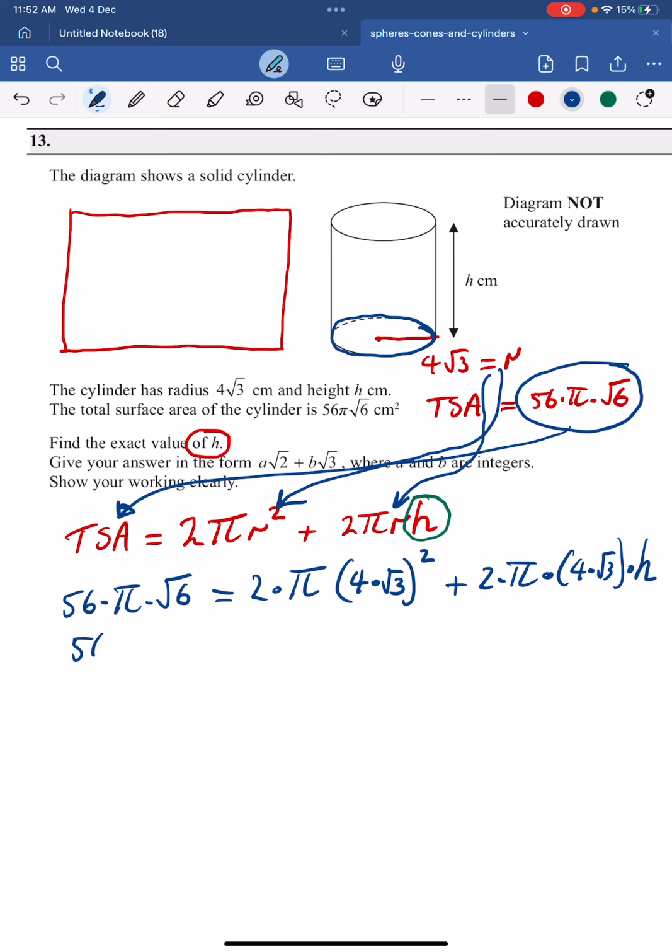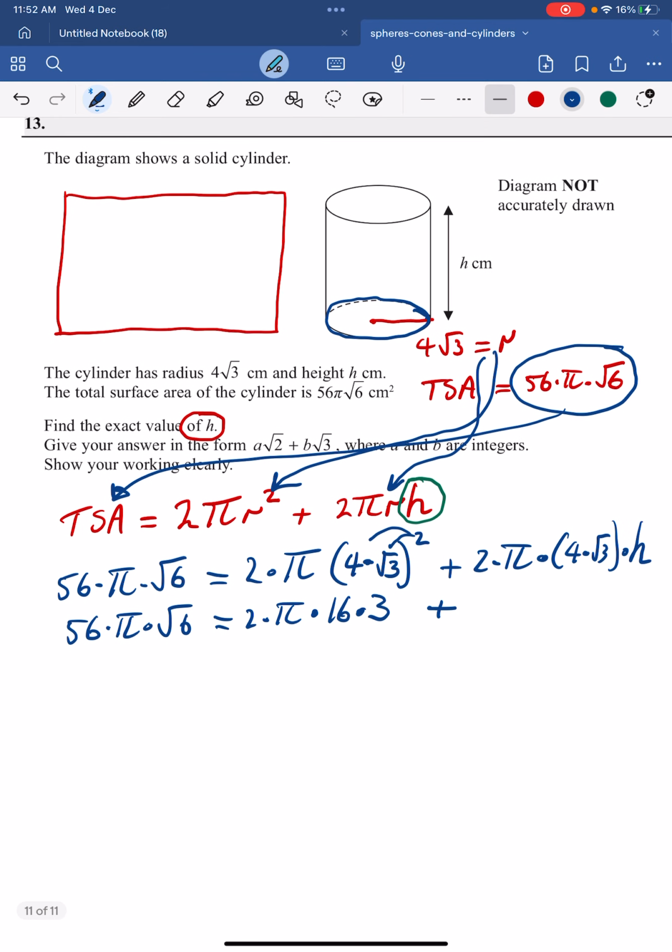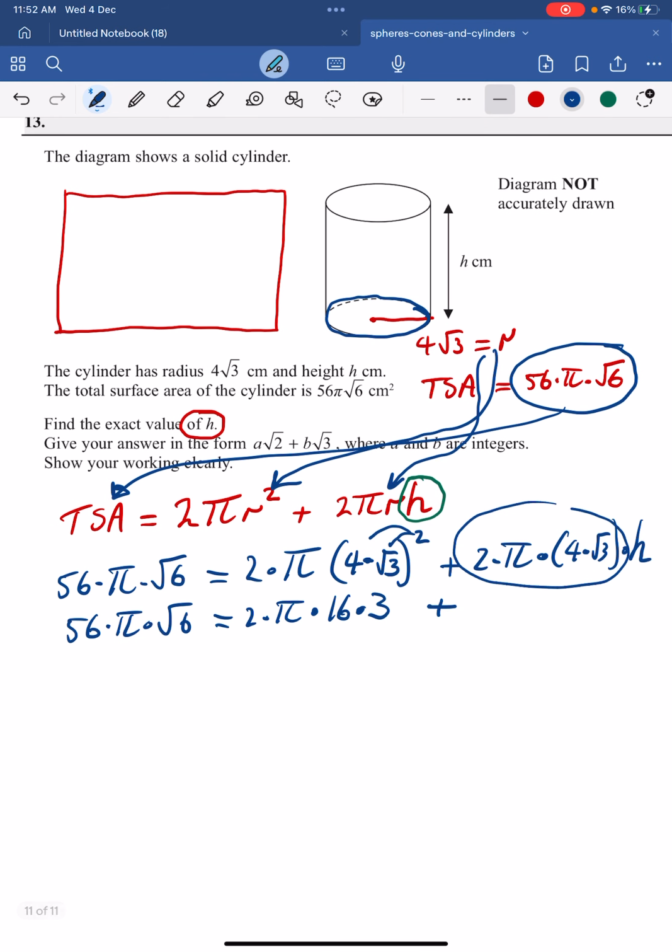Okay, let's go and tidy this up now. So on this side, 56 times pi times √6. Over here, 2 times pi times... Now, when we distribute the power of 2, we can distribute across the product, the multiplication here, right? So that's times 16 times √3 squared, which is 3. And then here I'm going to tidy up. These are all being multiplied together, right? All of these guys multiplied together. So I can multiply in any order. I'll do the numbers first. That's 8 times pi times √3. And then that's times by h.